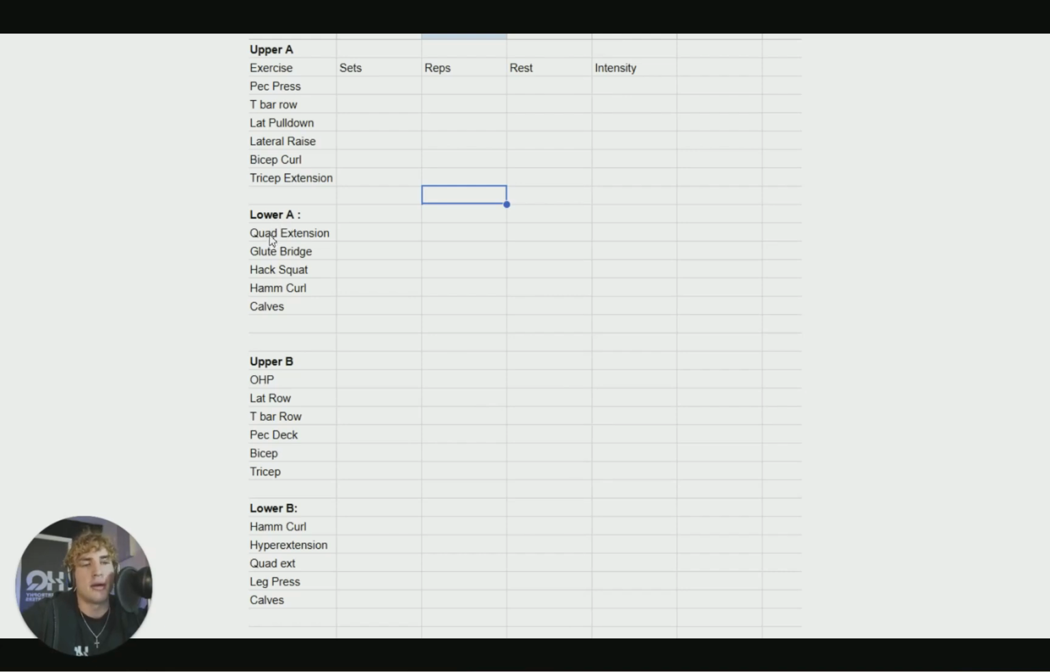Lower A day. Awesome. Quad extension. Cool. Kick the knee out. Okay? Extend the knee. That's all you're doing. Glute bridge. I know you want your glutes. Let's build some damn glutes, people, okay? Hack squat. This is risky. If you're really strong, you probably don't want to do 2 compounds in 1 session. If you're not, you're totally fine. Don't worry about it. Fatigue's not going to kill you.